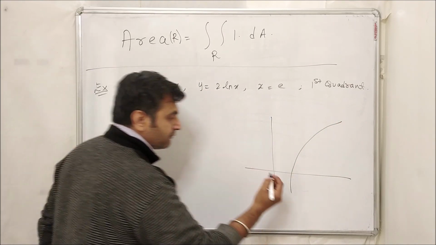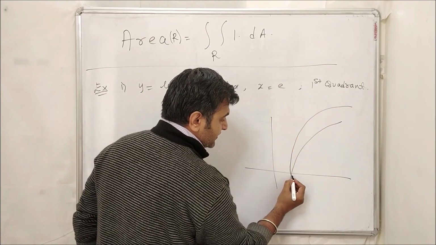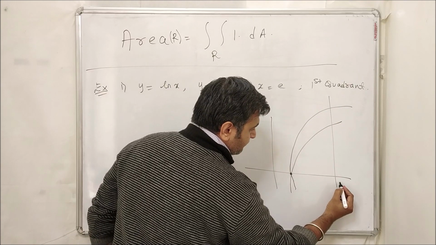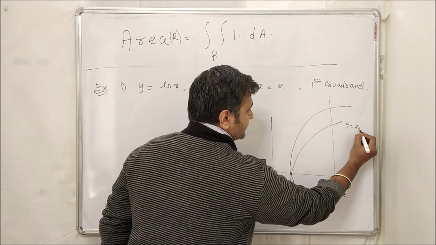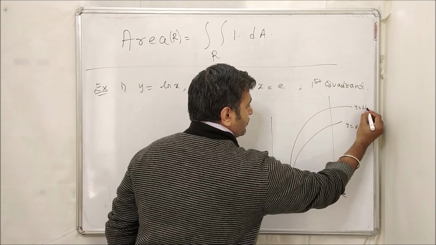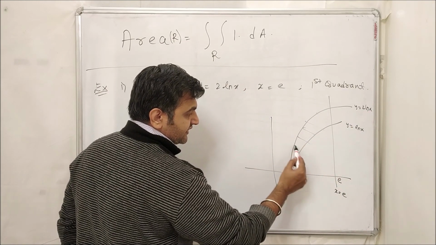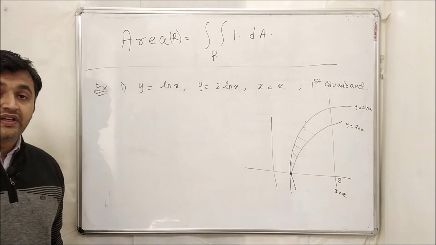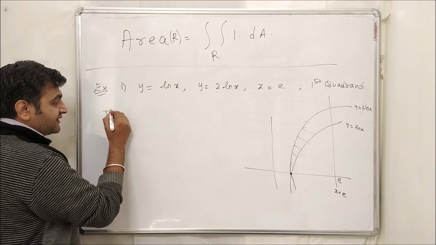2 means it will lie above this. So this will go like this, above this. And x equal to e, suppose this is my x equal to e line. This is y equal to ln x, and this is y equal to 2 ln x. And I want to find the area of this region. Now since you want to find the area of this region, you can go by two ways. Either you can go by single integration, that is my step 1.